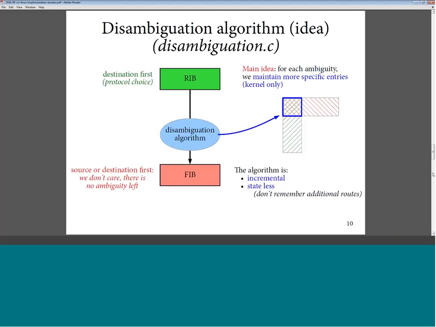So in order to force the kernel to correctly route packets, we wrote a disambiguation algorithm. It maintains additional entries to keep the FIB unambiguous, such that the resulting routing table is behavior agnostic. The algorithm itself is protocol agnostic. It's just an intermediate layer between the RIB and the FIB. The algorithm is also incremental and stateless.